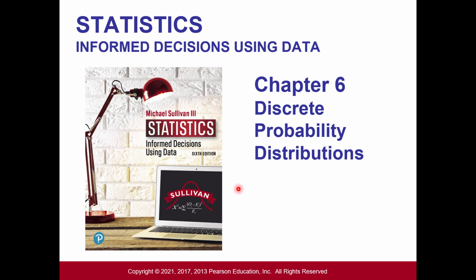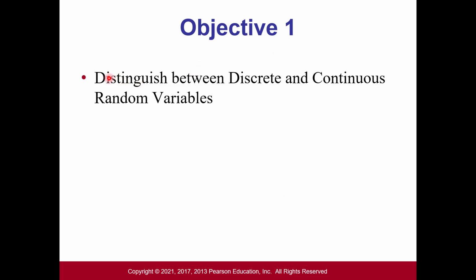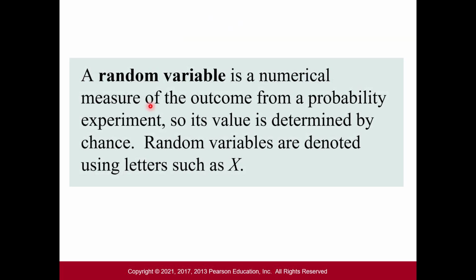Hi everyone, in this video we're going to start chapter 6, which is on discrete probability distributions. So we're going to begin by talking about discrete random variables. And we're going to begin, in that section, with distinguishing between discrete and continuous random variables. So we've talked about random variables in the past, but let's go over it.